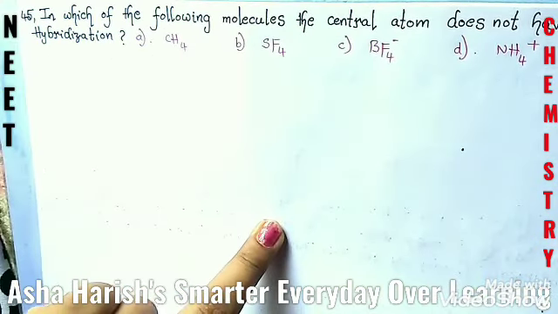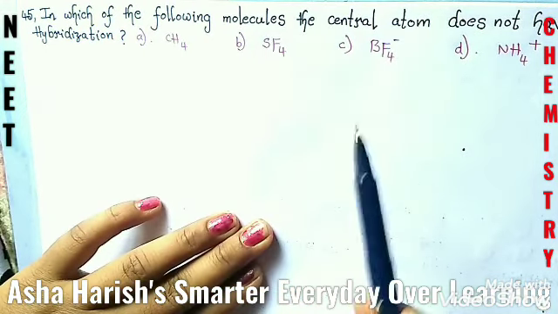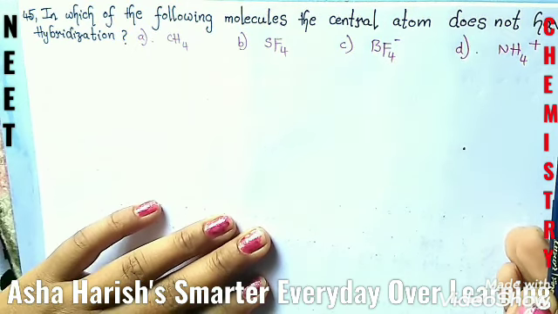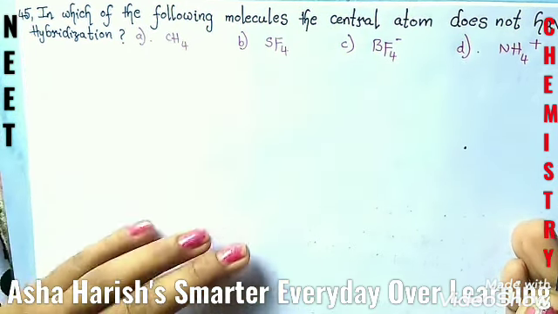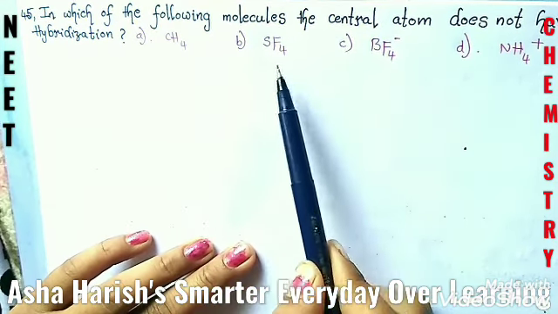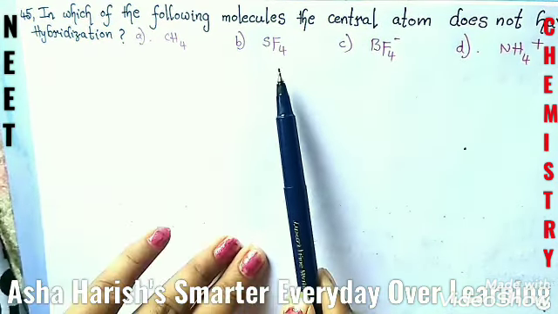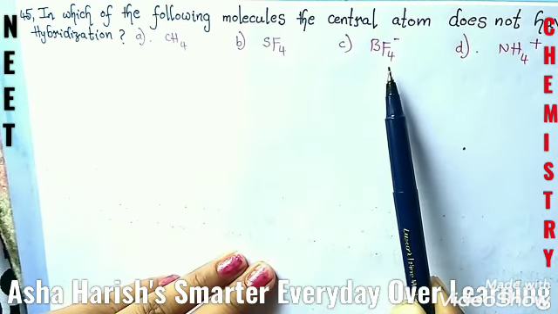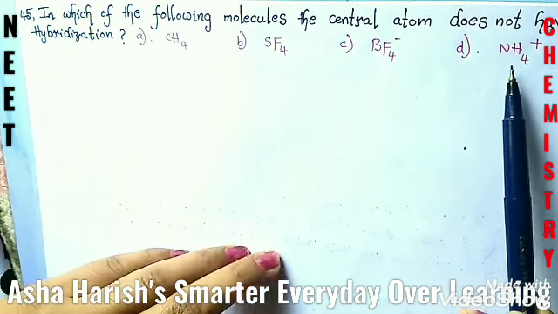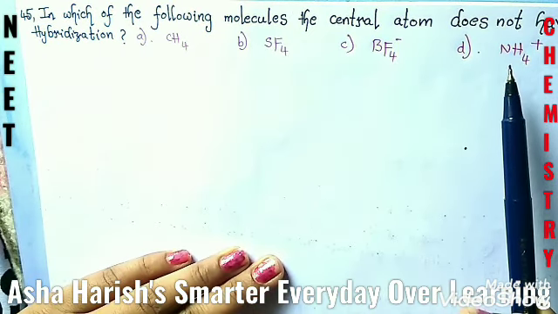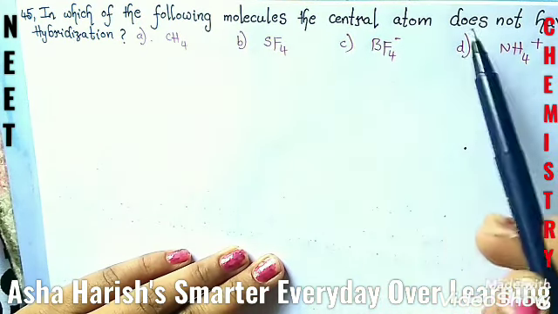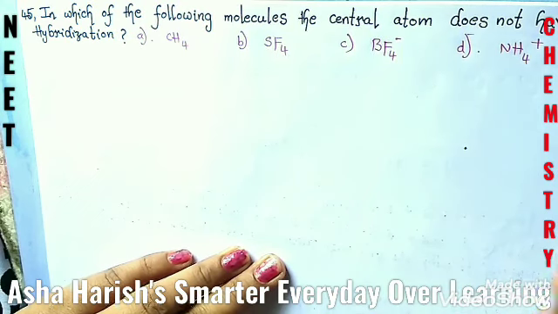What is the question we have? In which of the following molecules does the central atom not have sp3 hybridization? Okay students, here we need to identify the central atom. In CH4, carbon is the central atom. Here in SF4, sulfur is the central atom. Here in the BF4 minus ion, boron is the central atom. Here in the NH4 plus ion, nitrogen is the central atom. Right? Let's see which one has sp3 hybridization and which one doesn't.